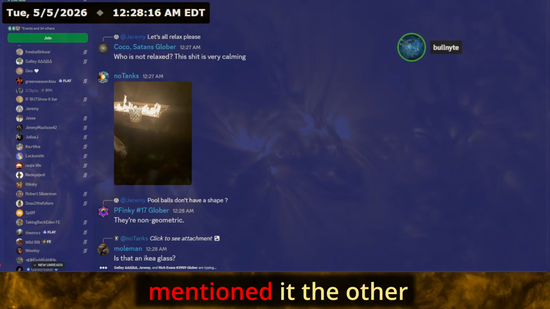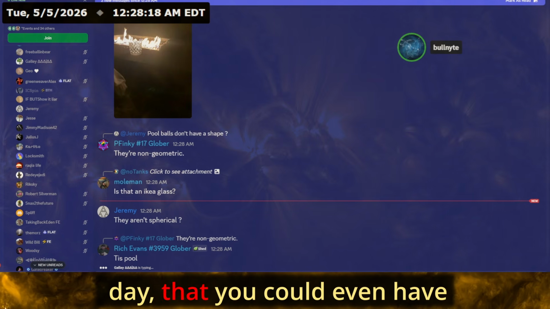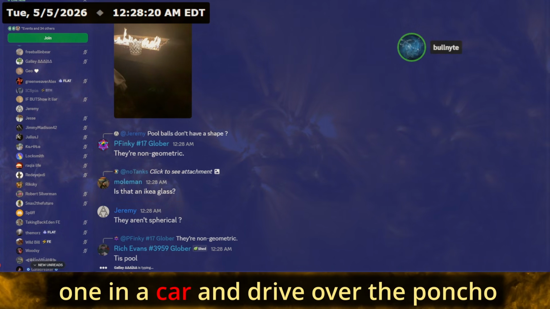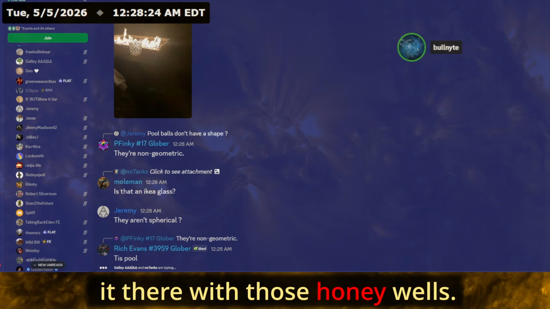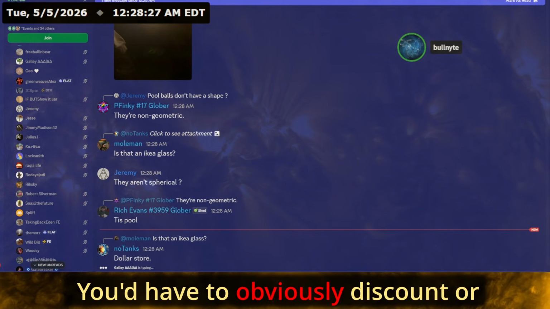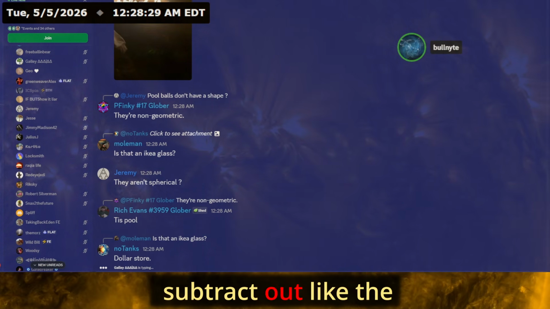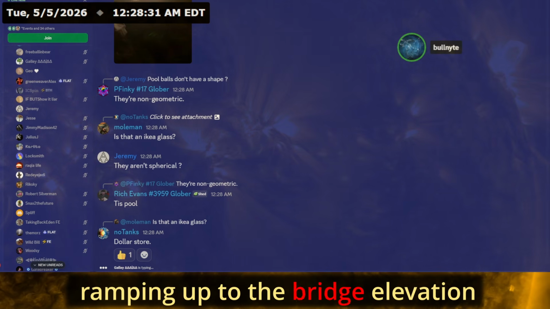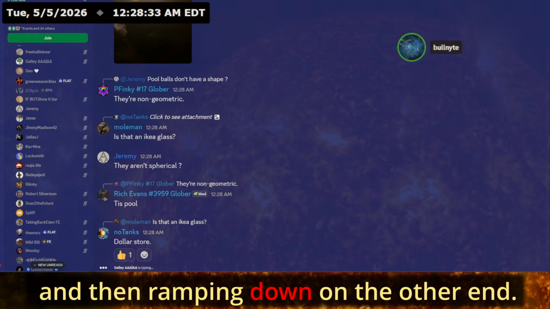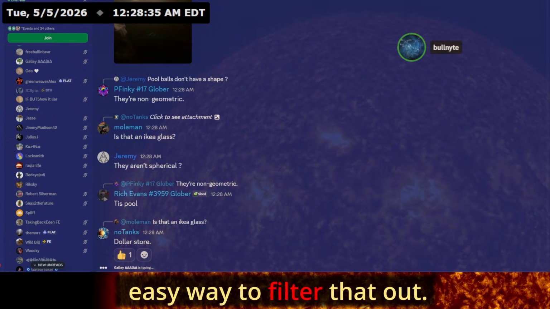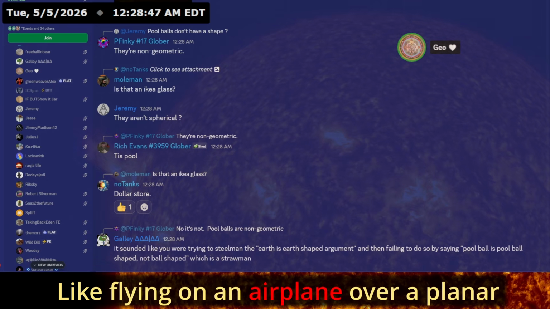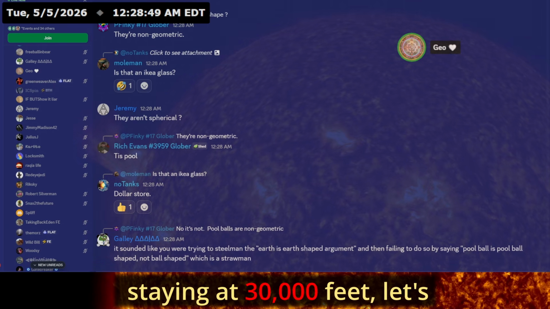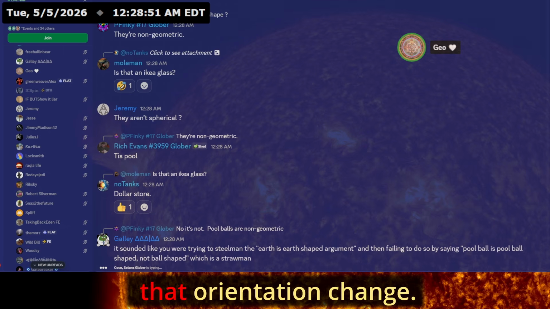Yeah. Rakia mentioned the other day that you could even have one in a car and drive over the Pontchartrain Bridge, and you ought to be able to detect it there with those Honeywells. You'd have to obviously discount or subtract out the ramping up to the bridge elevation and then ramping down on the other end. But I think there's an easy way to filter that out. Well, I mean, we all agree that's a very big difference from flying an airplane over a planar surface where you're staying at 30,000 feet, let's say, and you're not doing that orientation change.